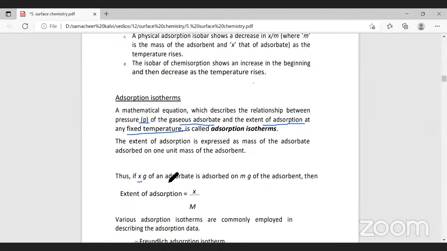If X grams of adsorbate is adsorbed on M grams of adsorbent, so mass of adsorbate is X, the mass of adsorbent is M, then the extent of adsorption is equal to X by M. So X is mass of adsorbate and M is the mass of adsorbent. The relationship between the pressure and the extent of adsorption at a fixed temperature is called adsorption isotherm.